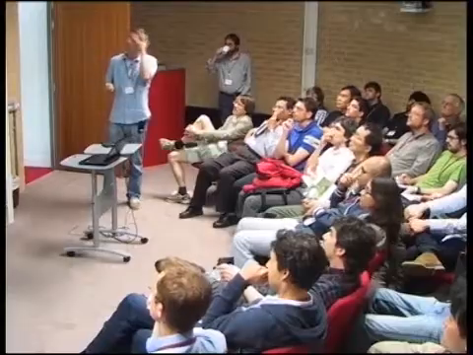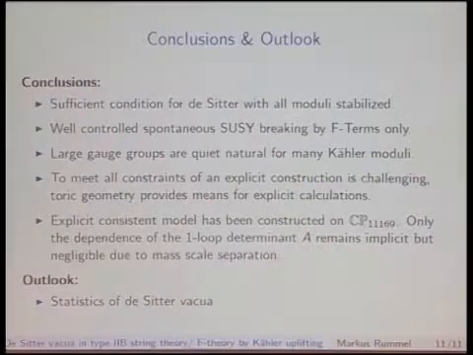Okay, let me come to my conclusion. So we have found a sufficient condition to stabilize moduli in a de Sitter vacuum. SUSY is only broken by F terms, well controlled, and large gauge groups can be realized for many Kahler moduli. And if you really want to construct an explicit example, there's a lot more work to do. But we did this for this example and could do everything explicitly except for the dependence of the one-loop determinant on the complex structure moduli.